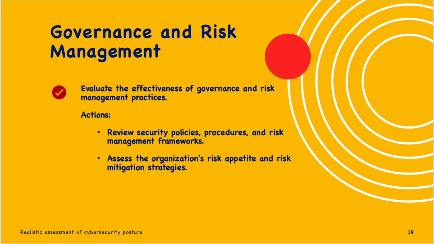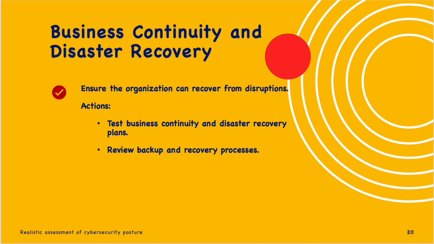Next is governance and risk management. Evaluate the effectiveness of governance and risk management practices. They need to take actions: review security policies, procedures, and risk management frameworks, and assess the organization's risk appetite and risk mitigation strategies. Next is business continuity and disaster recovery. Ensure that the organization can recover from disruptions.